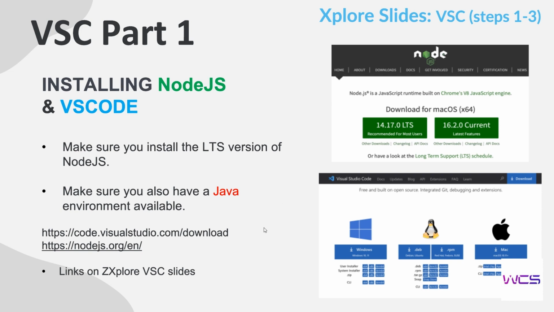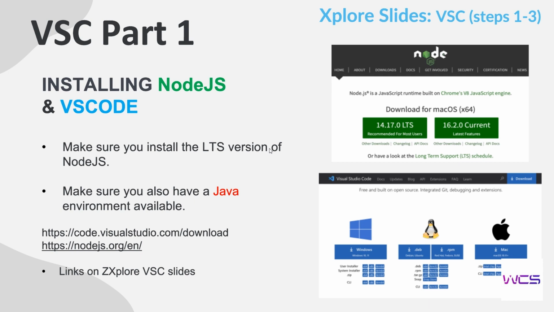Make sure you have a Java environment available. So if you don't, look up, download a JDK and install it, and then you'll be good. And then you can get the links to Node.js and Visual Studio Code, which is the text editor that we're going to be using throughout all of these modules. So make sure you get that, install it.